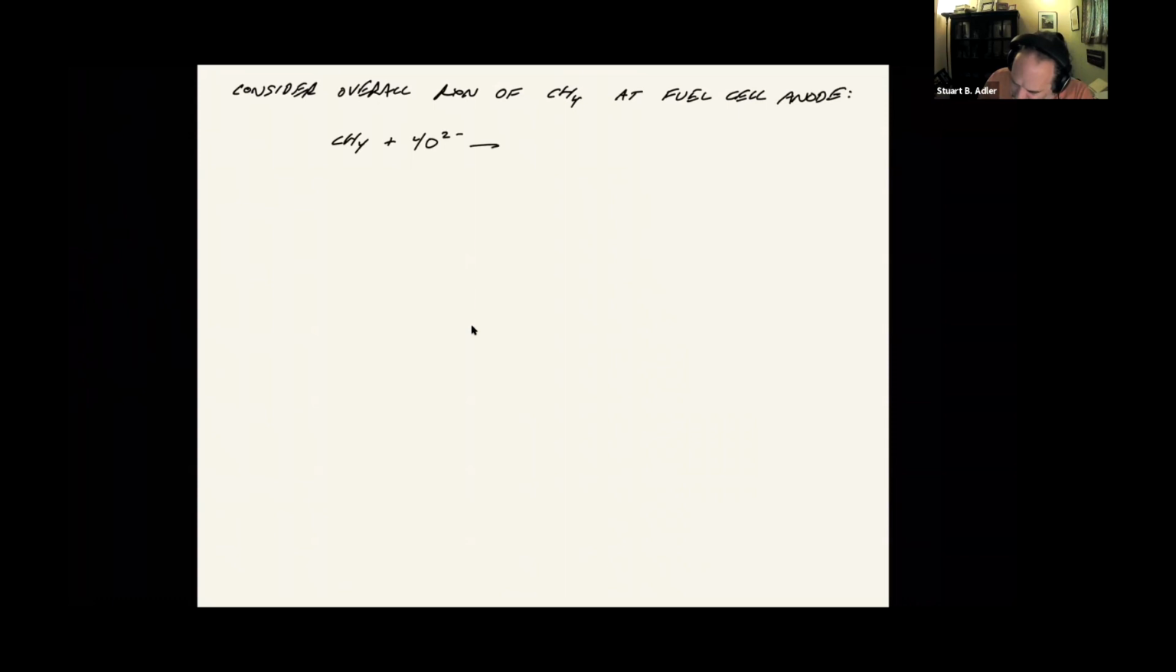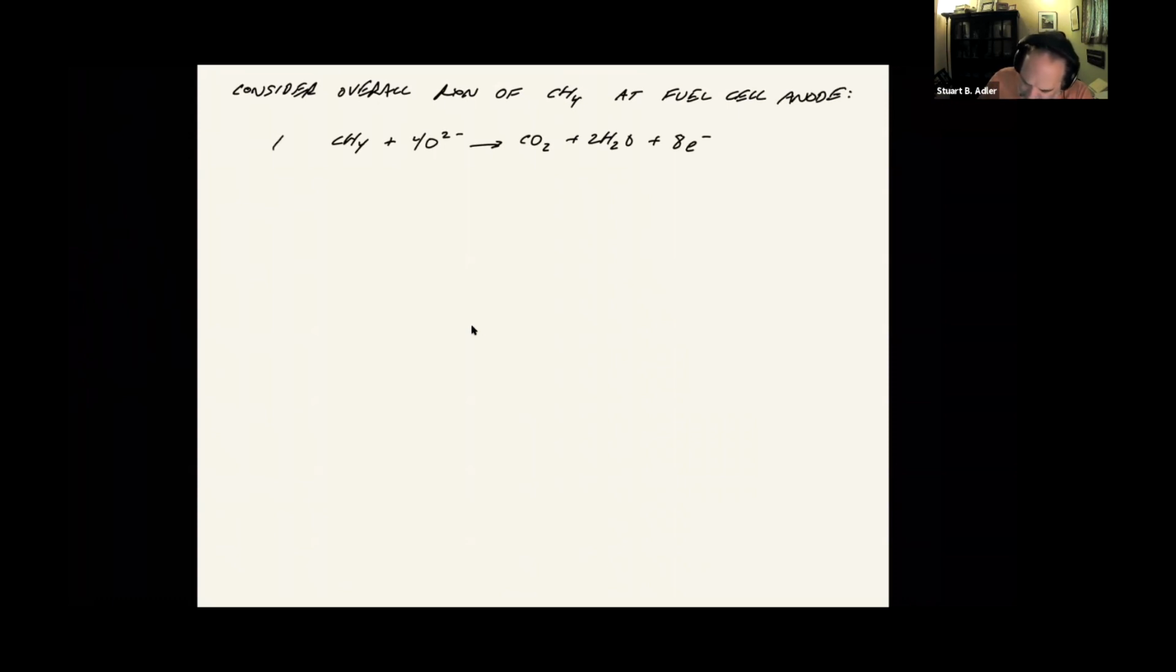One of the first days, we started talking about methane as a fuel, and we looked at what the overall reaction would be. And we identified this as an 8-electron process. So we took methane and we burned this with oxygen ions in an SOFC. We are going to make a CO2 and 2 waters. And to do that, we're going to have to pass 8 electrons because each oxygen ion is charged 2.